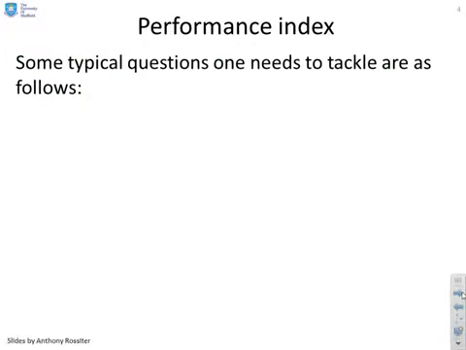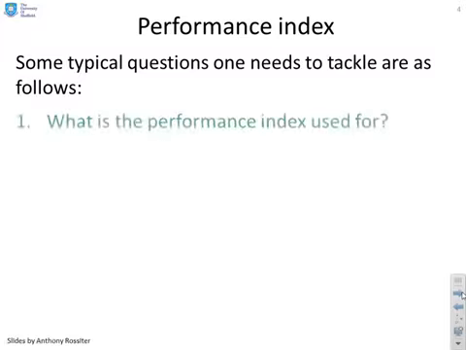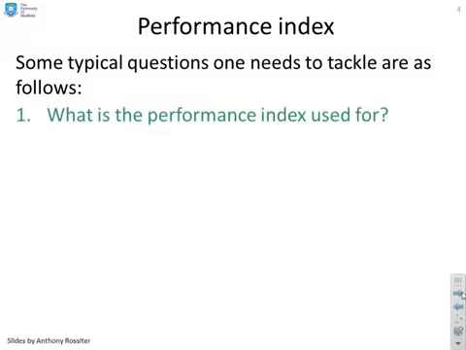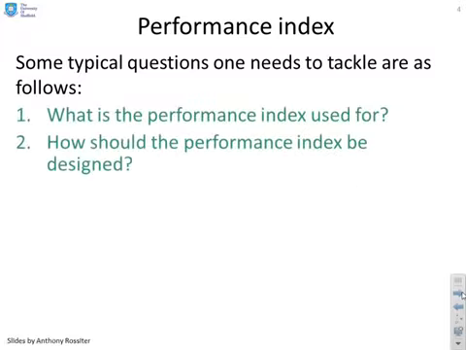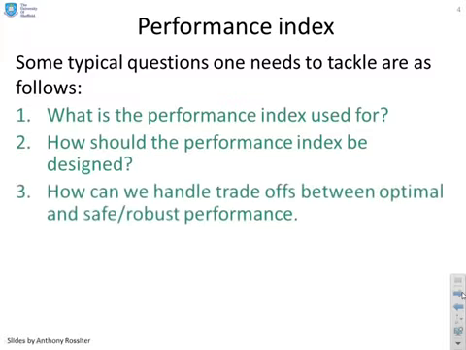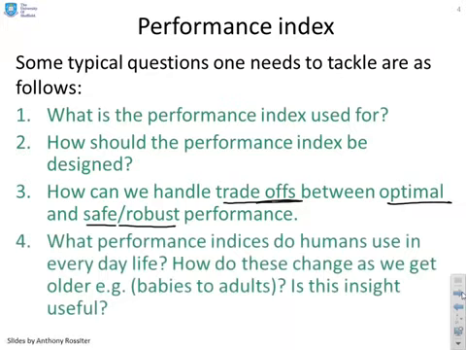Now, when designing a performance index, therefore, you've got to answer some simple questions. What is the performance index used for? And how should the performance index be designed? How can it be used to handle trade-offs, this is quite critical, between optimal and safe or robust performance, because you'll find sometimes they can work against each other. And what performance indices do humans use in everyday life? Because if we understand what we do, we might be able to use this insight in order to get a better predictive controller. So for example, how do our performance indices change as we go from being very young to old? And how do we use that insight?